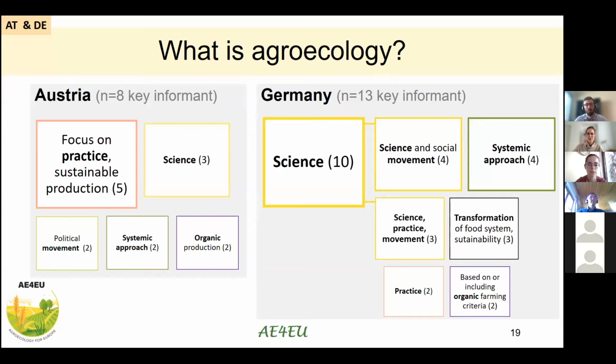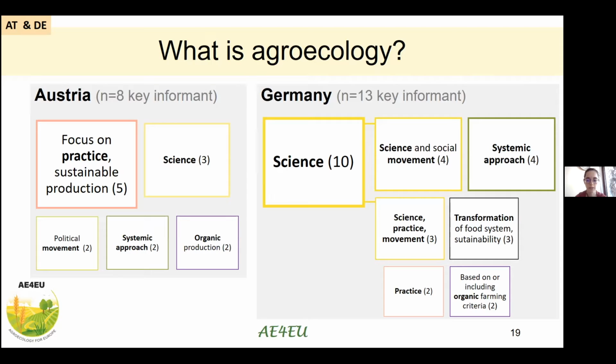So all key informants actually use the term agroecology in their work, and in Austria, the majority defined the concept as a practice. In Germany, the majority, 10 out of 13, defined it as a science, where some of them considered it to be a movement and a science, and 3 of them used the threefold definition of science, practice, and movement. In both countries, key informants referred to organic agriculture in their definition already. In Austria, the two that used organic agriculture to define agroecology actually equated the two concepts. And in Germany, they mentioned that organic agriculture is either included in agroecology or that agroecology is based on the principles of organic agriculture. All key informants mentioned organic agriculture later during the interview, but not all, as I said, used the concept already in the definition.